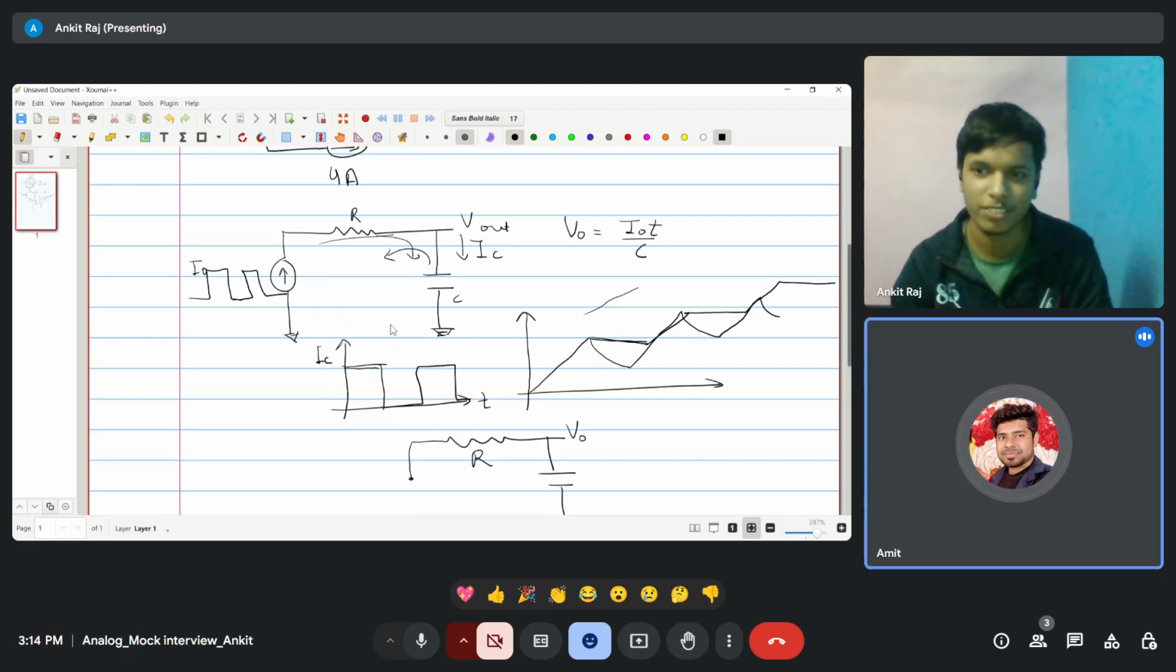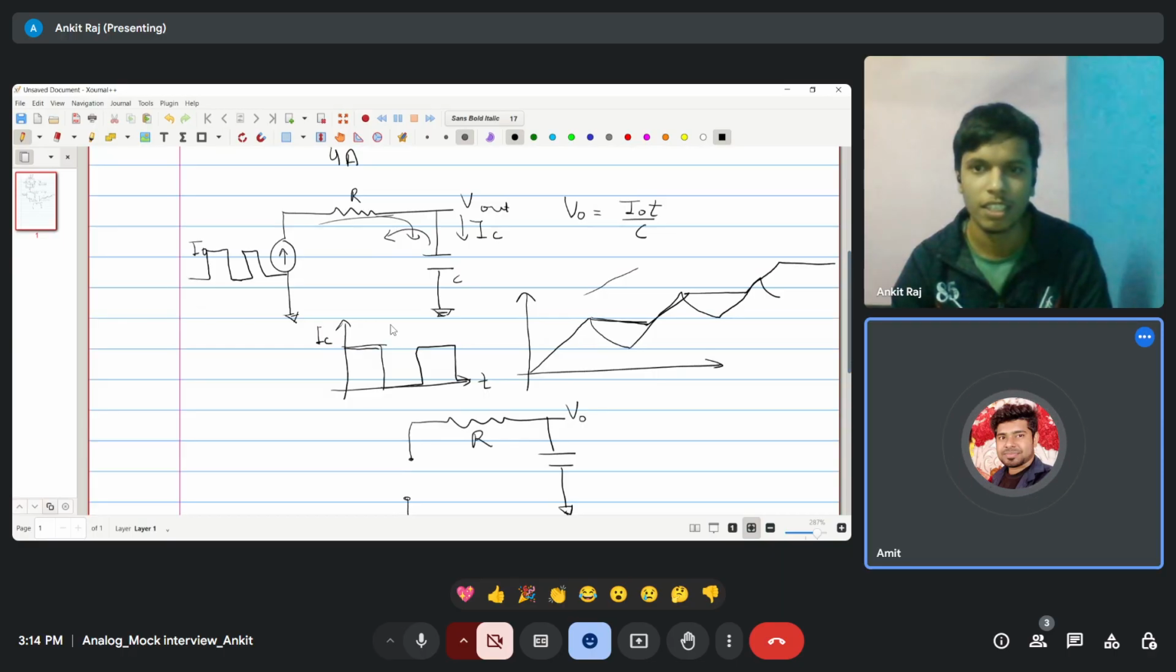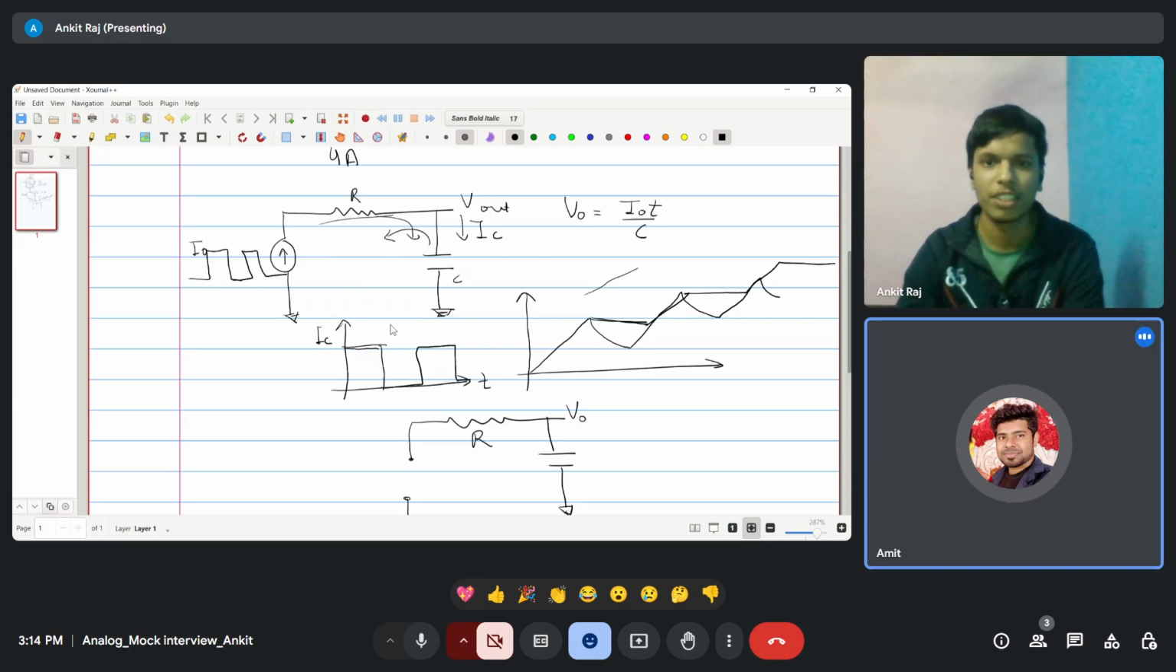Can you tell intuitively why this linear charging is happening? Why not exponential? It's because the current is constant. The current source is pushing constant current into the capacitor. From the equation, I can say V out is I by C into T. So this is mathematics.